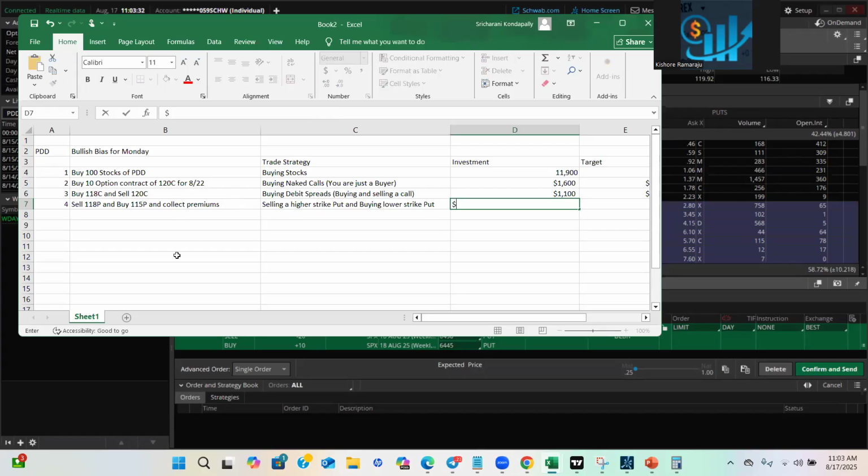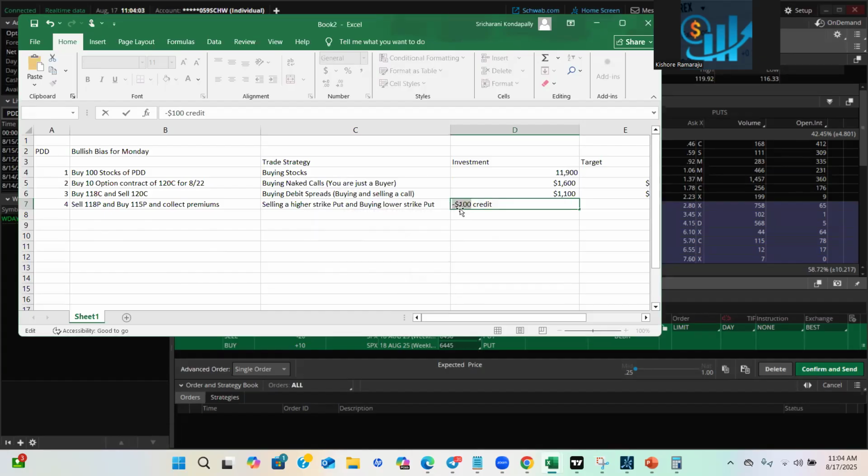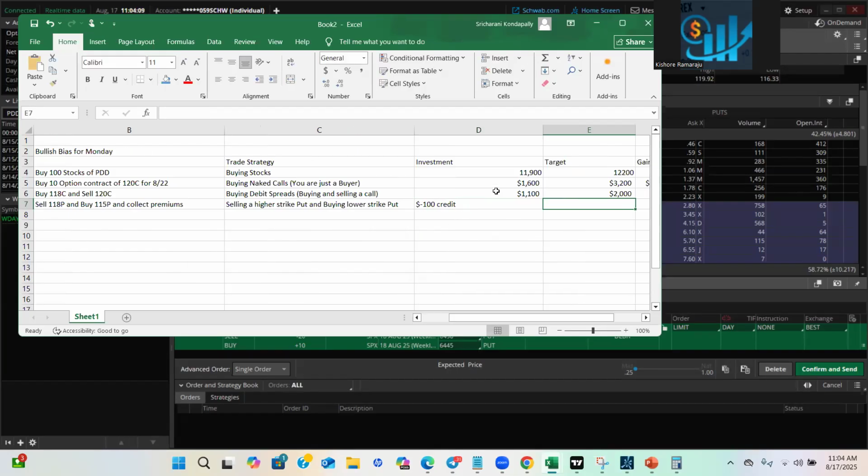But suddenly, if there is any bad news, you don't want to just sell a naked put, right? If you sell a naked put and there is bad news, you have to buy those stocks at $118. So that's why here you are selling, and as a protection, you are also buying a 115 put. In this case, you are collecting nearly $100 credit. So here you are not paying.